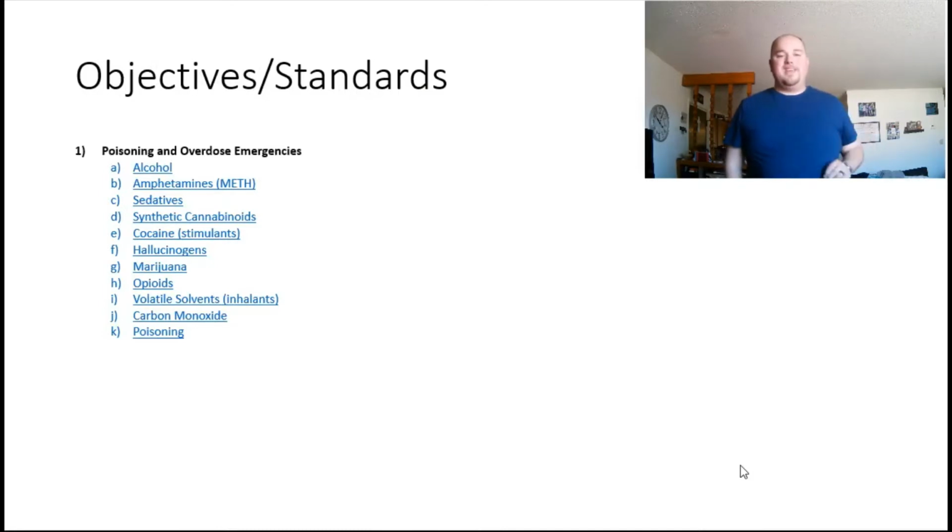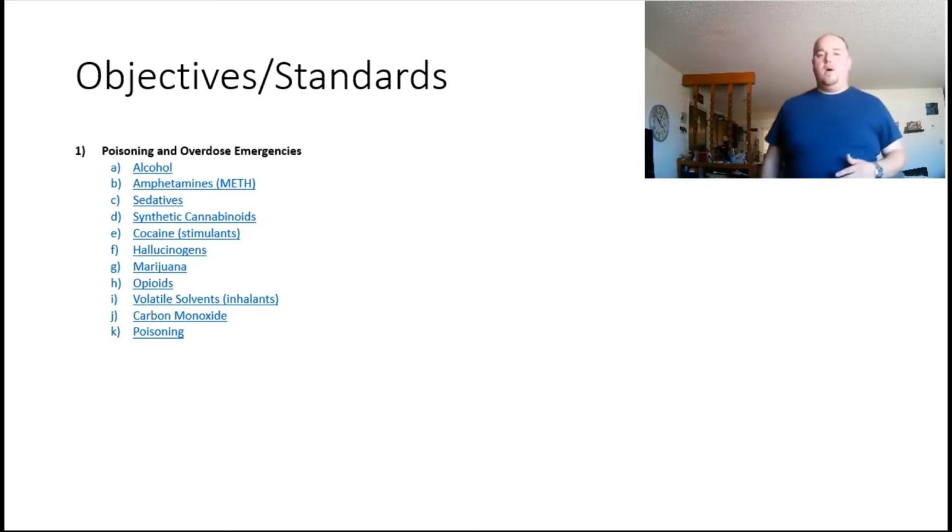In this section, we're going to talk about alcohol, amphetamines, sedatives, synthetic cannabinoids, cocaine, hallucinogens, marijuana, opioids, volatile substance inhalants, carbon monoxide, and poisoning. All of these have everything to do with poisoning and overdose emergencies. The very first one I want to talk about is alcohol.